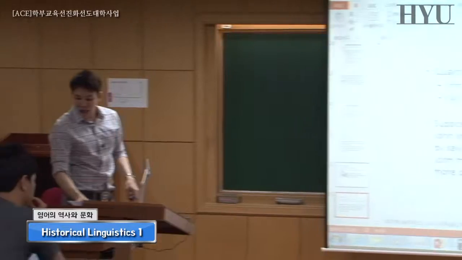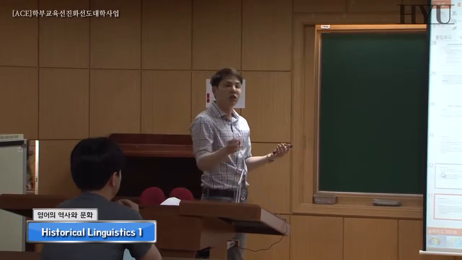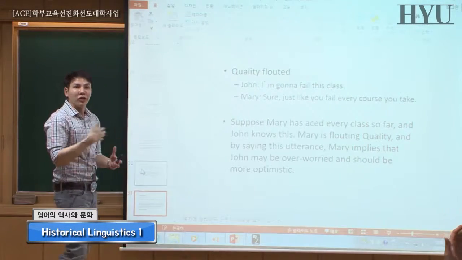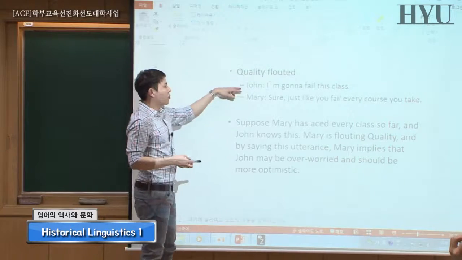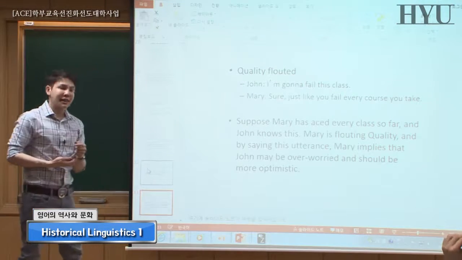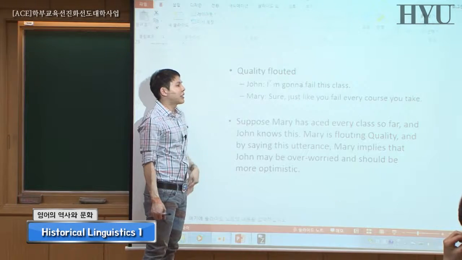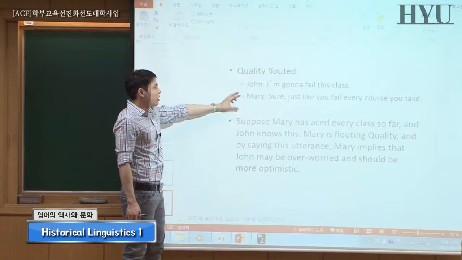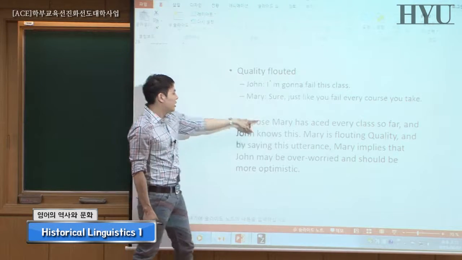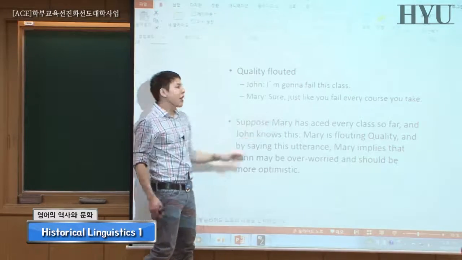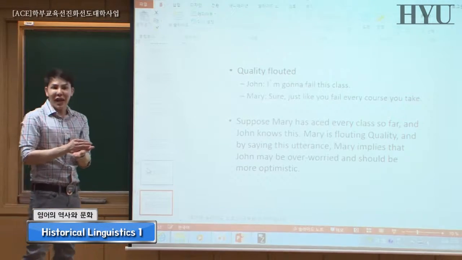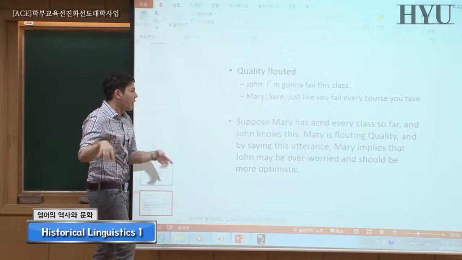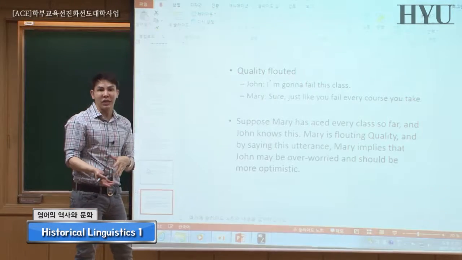Finally, the maxim of quality can be flouted. Quality has to do with the fact that the information should be true, to the best of your knowledge. So for example, John says, I'm gonna fail this class. Mary says, sure, just like you fail every course you take. But suppose, I'm sorry, you should change this to John, okay? Suppose John has aced every class so far. John has got an A+ in every class so far, and changes to Mary. And Mary knows this, right?